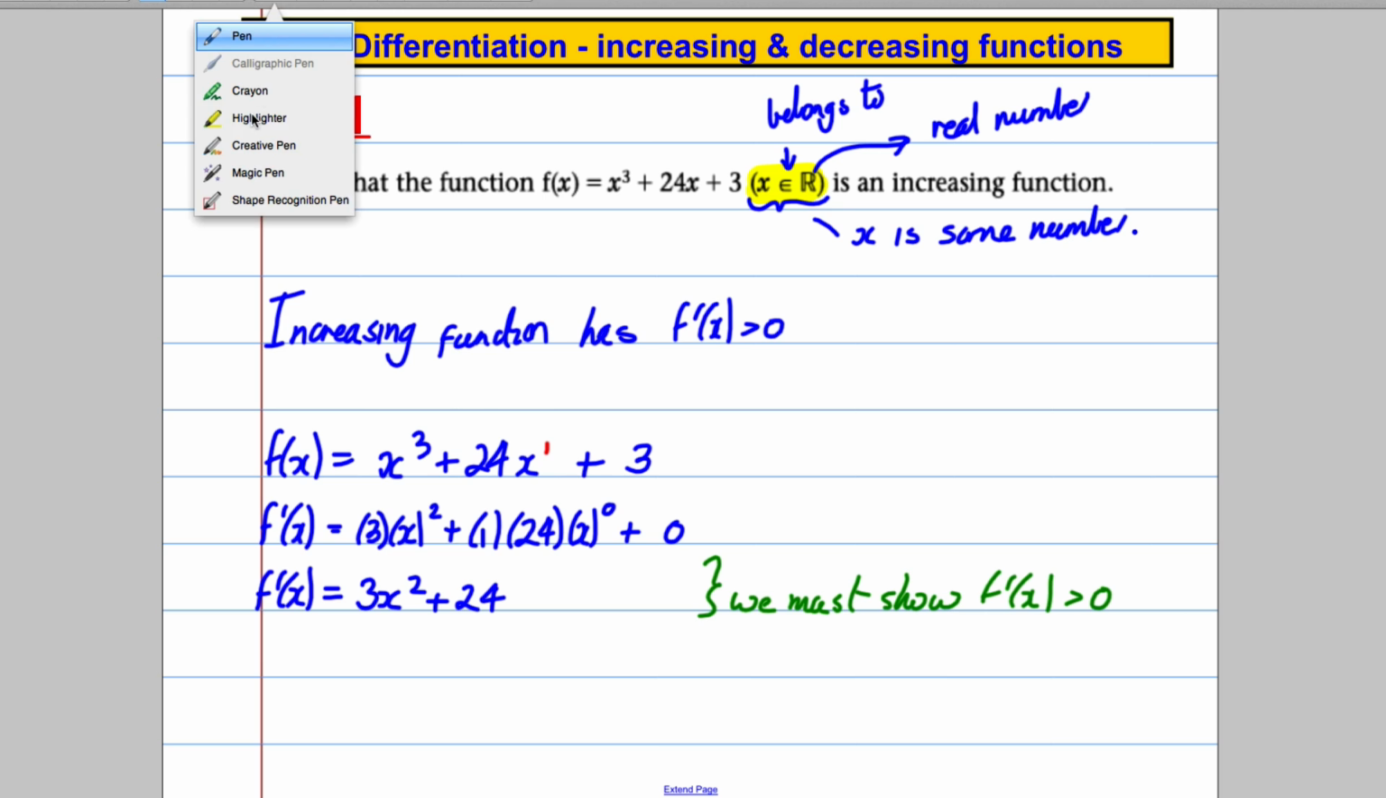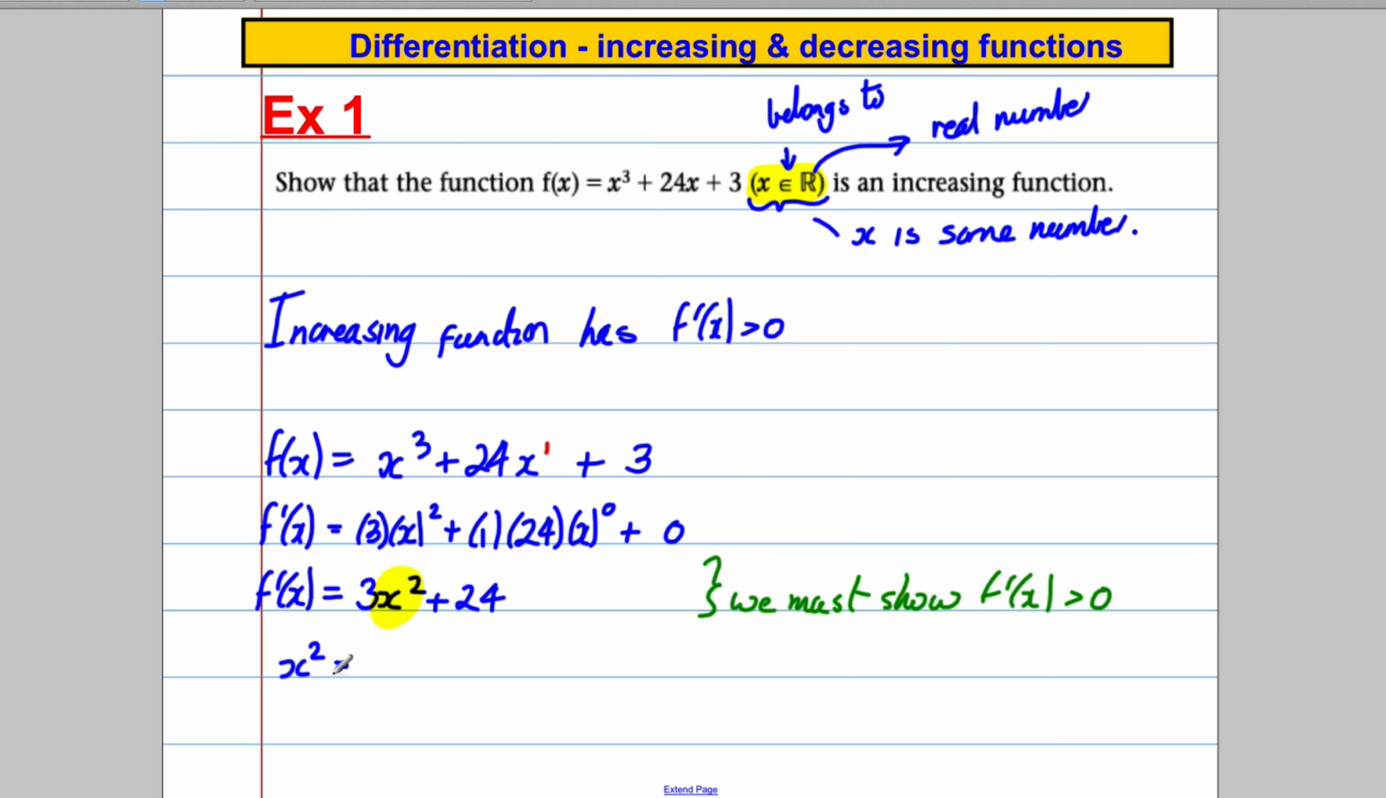Let's think about why. X squared is a very special thing. It's a square number. So we know for a fact that x squared is bigger than or equal to 0. It can equal 0 if x was 0, but otherwise any number will be bigger than or equal to 0. So certainly, therefore, we can say that 3x squared, 3 lots of x squared, must be bigger than or equal to 0. And therefore, we can say that 3x squared add 24 must be bigger than or equal to 24. Because if this thing here is bigger than or equal to 0, something bigger than or equal to 0 add 24 is 24 or bigger, isn't it?